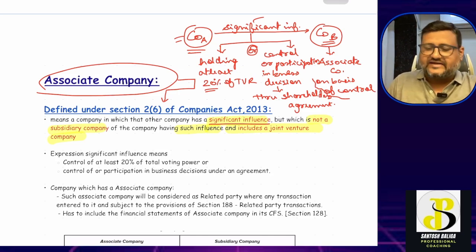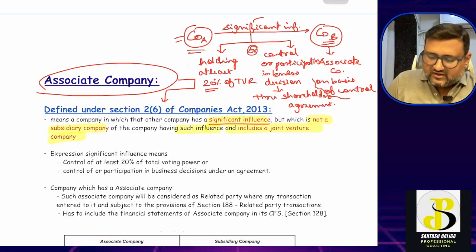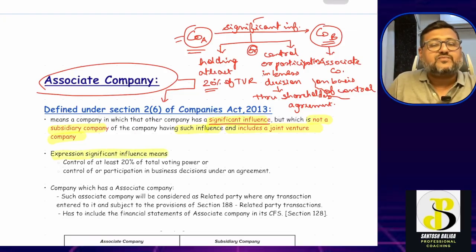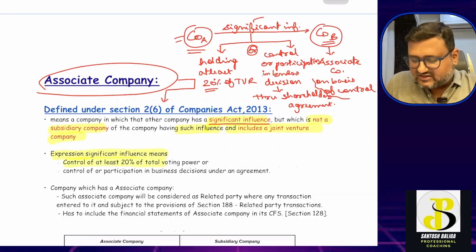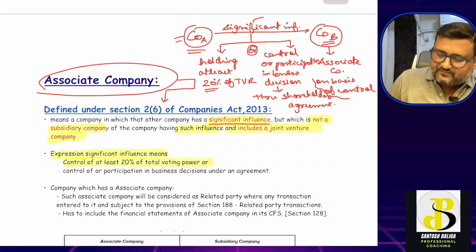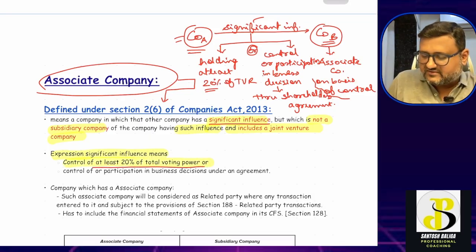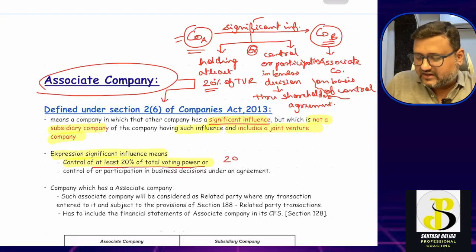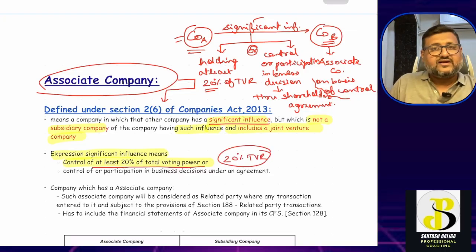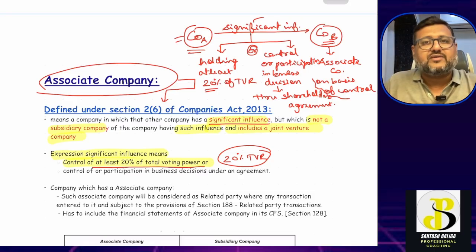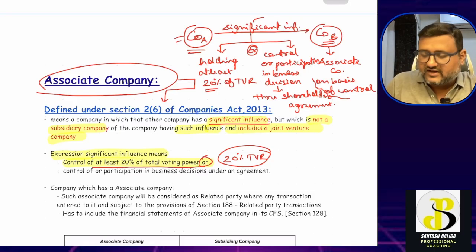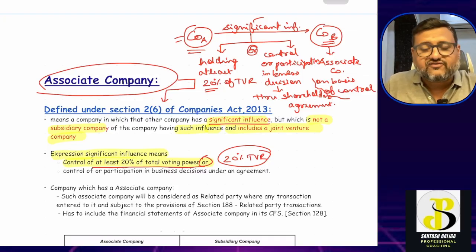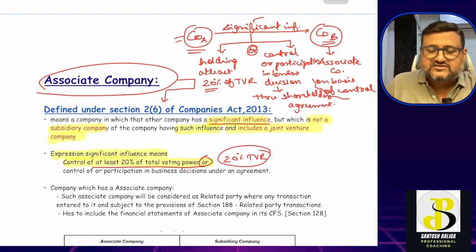So we will get into the text of the provisions. The expression significant influence means control of at least 20% of the total voting rights. So it is at least 20% of the total voting rights or power that a company should have over the other company to have a significant influence. Second is an or, that means if any one condition is met, then we would say that it is a significant influence.